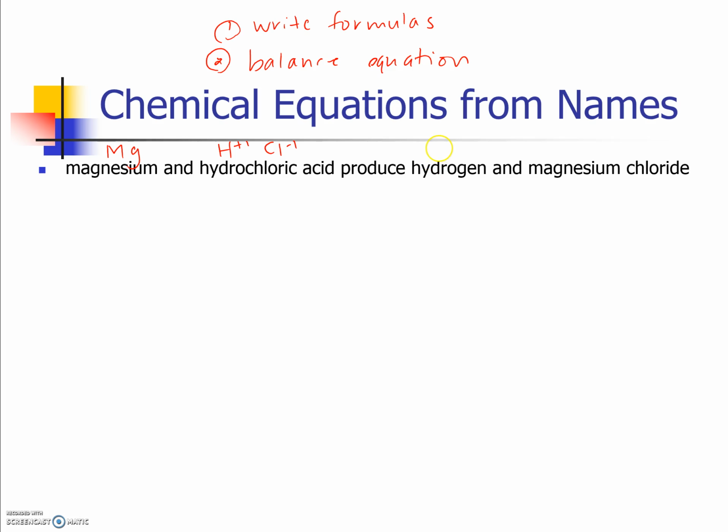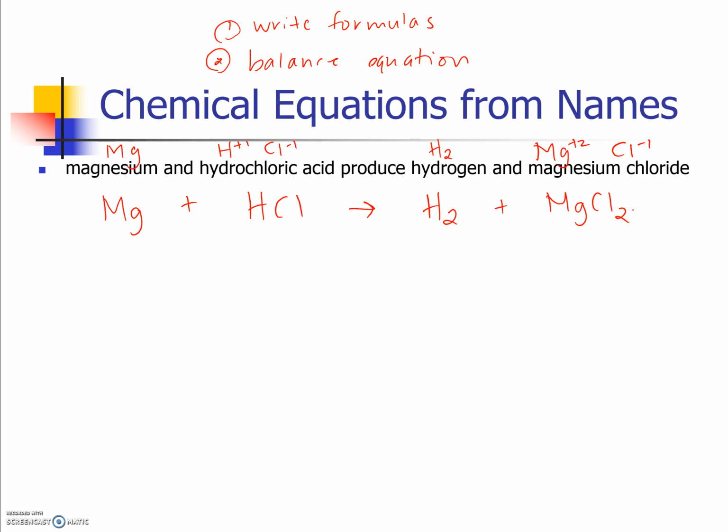Produces hydrogen, and hydrogen we know is one of our Hunkelbriefs, and so it's formed a special way. It's diatomic, meaning two together, and it's H2. And then we have magnesium chloride, so we have Mg is plus 2, and Cl is minus 1. Now that I have all of my components, I'm going to go ahead and write my formulas. So I really have Mg plus, and if I write this formula correctly, HCl, which produces H2 plus MgCl2.